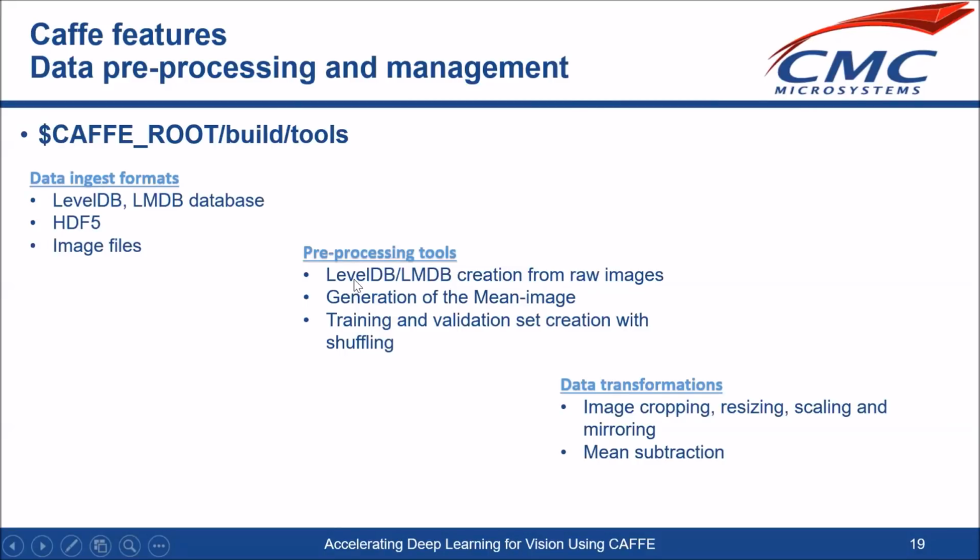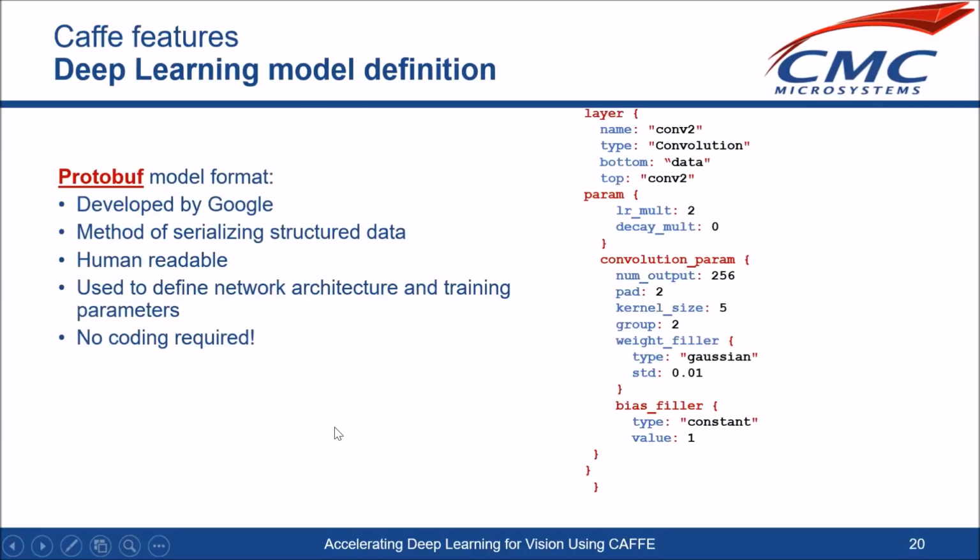The pre-processing tools, as I said, are scripts that are already compiled from source and available to use. They allow you to create the LMDB database from raw images, generate the mean image, which is used in the pre-processing before the training, and create training and validation sets with shuffling. We need to shuffle the data before creating the LMDBs. There are also some tools for data transformation, such as image cropping, resizing, scaling, mirroring, and mean subtraction. Resizing, for example, is used to change the resolution of the input images to fit the selected network. We are going to have a good example for that.